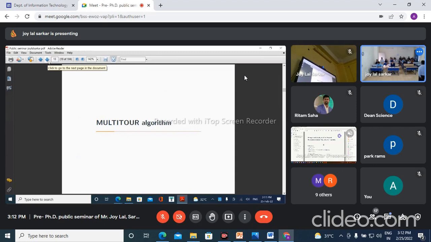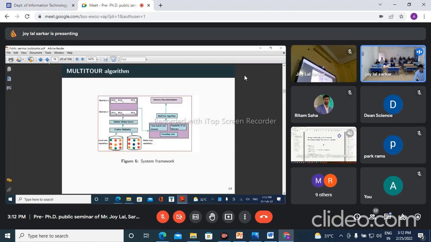You can see this is my first one, which I already published in an e-commerce journal, the multi-touch algorithm. So what is the multi-touch algorithm? This is my system framework. You can see there, I'll describe what the local, repository and global are. I will not focus on it right now.